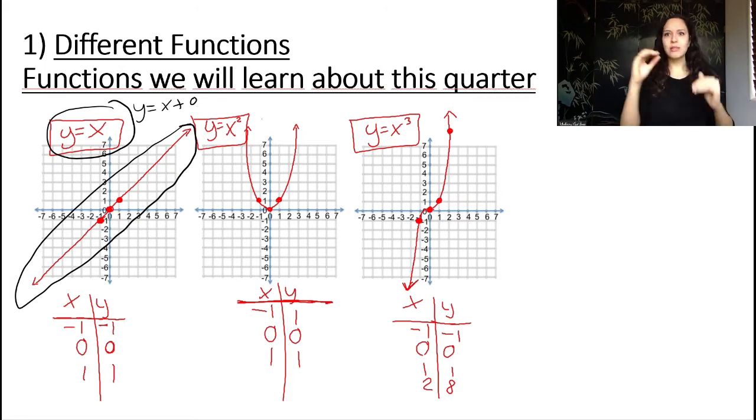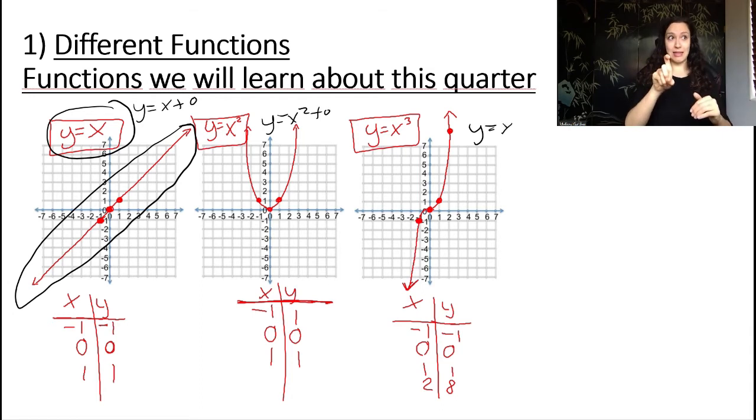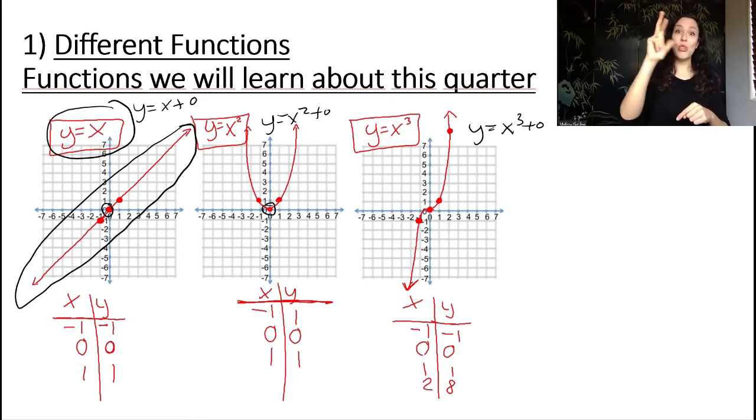Same thing for the next one. y equals x squared plus 0. And then y equals x cubed plus 0. They all have a 0 right there because, look, they all start in the middle.